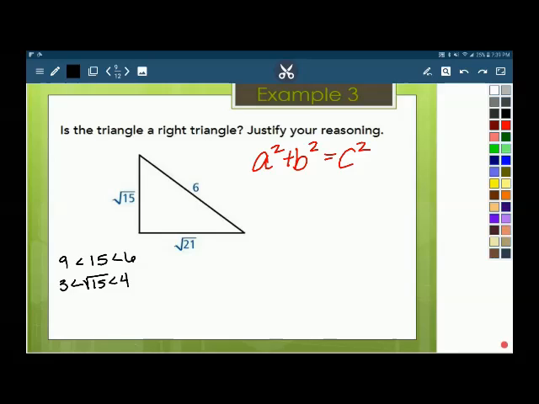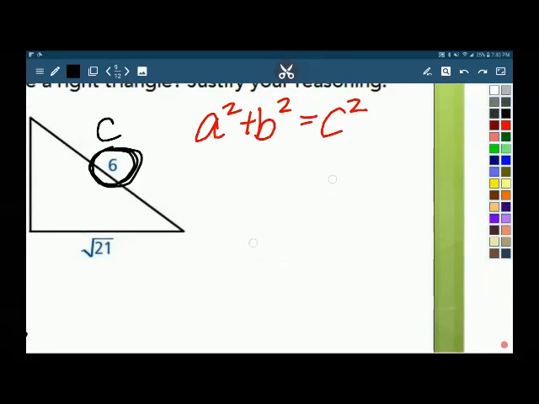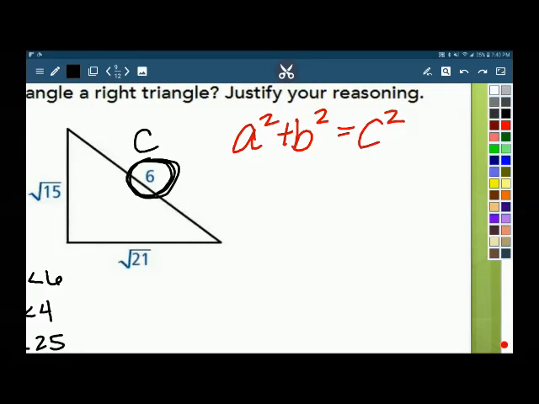Same thing with the number 21. 21 is between 16 and 25. So the square root of 21 is going to be somewhere between 4 and 5. So it's going to be 4 point something. So 6 is the longest side here. 6 is our C. So that means it doesn't matter where we plug the root 15 or the root 21 for A or B, as long as we plug 6 in for C. So let's plug into the Pythagorean theorem and we'll see if this triangle is right. Because again, if the Pythagorean theorem holds true, then it has to be a right triangle.